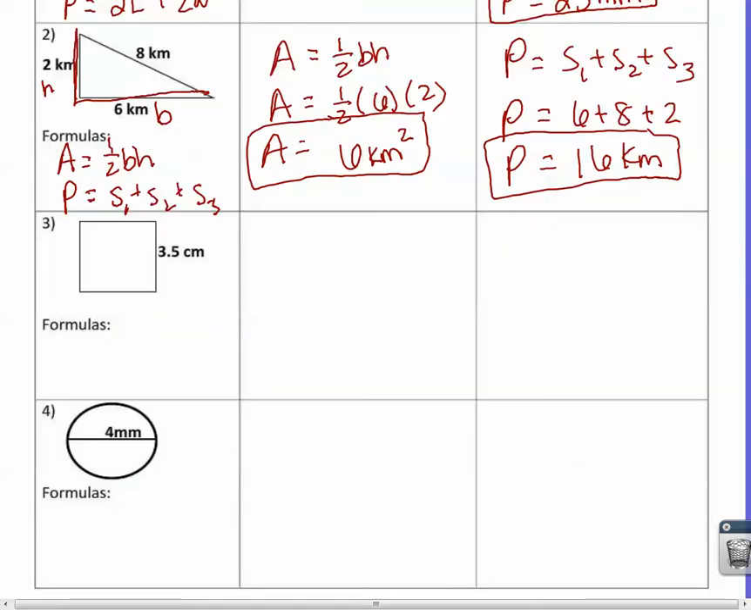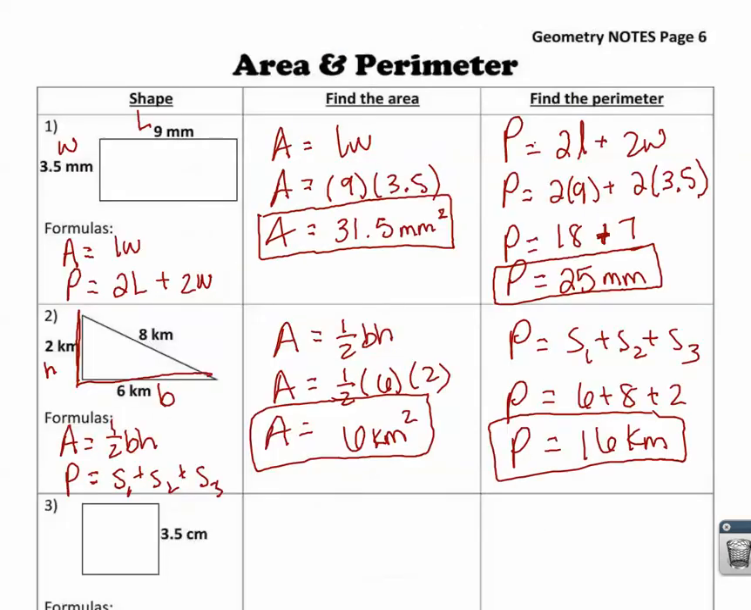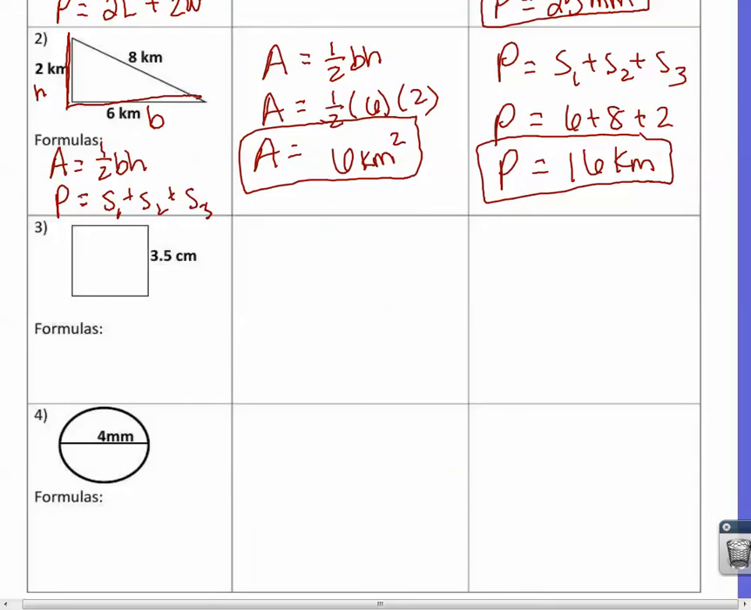Looking at a square, go back to your formula sheet, find your square. Here's your square. So your perimeter is 4 times s, because you're just adding all your sides together and they're all the same length. So instead of saying side plus side plus side plus side, in this case, because it's a square, you can say 4 times s, or area is side squared. So area is side squared, which remember is side times side. Perimeter is 4 times s.